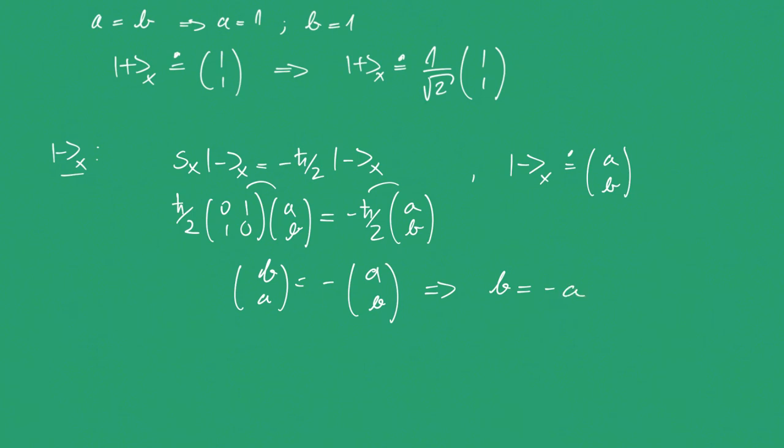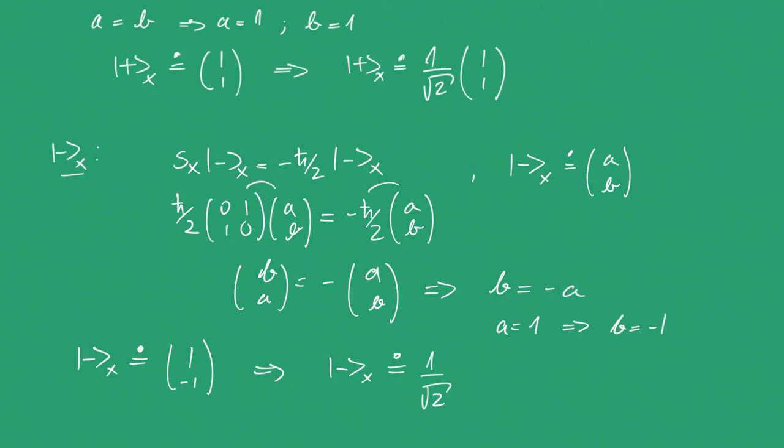As before, for simplicity again, I will assume a equal to 1. It implies b equal to minus 1, and our ket minus subscript x is represented by this matrix, and if we normalize it, we end up with this representation. These eigenstates were to be expected too, as you can check in the previous video.